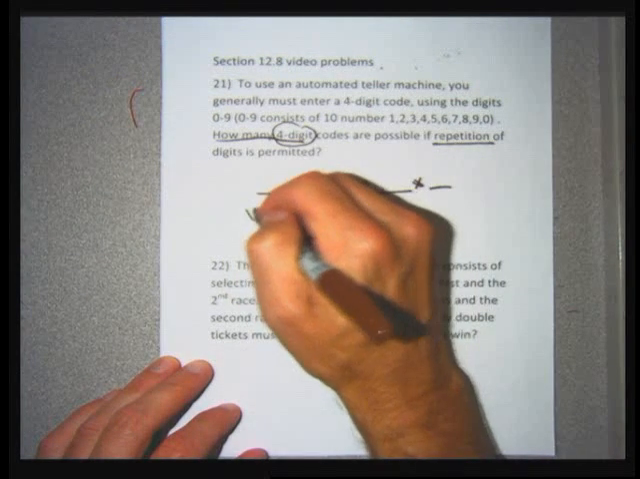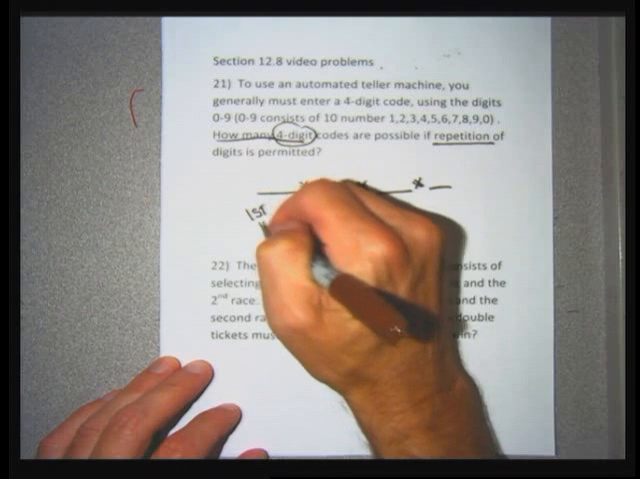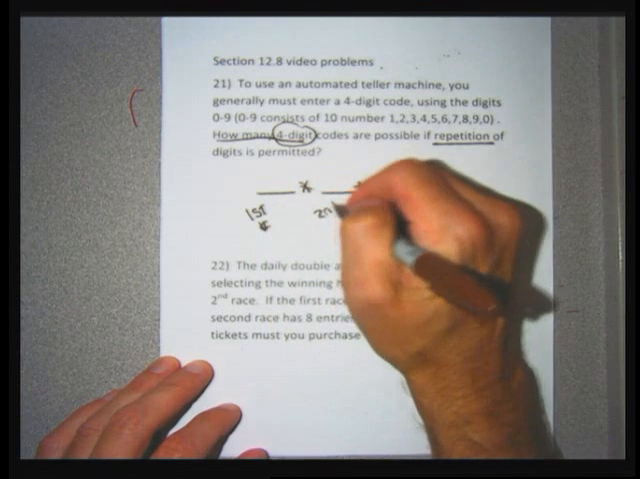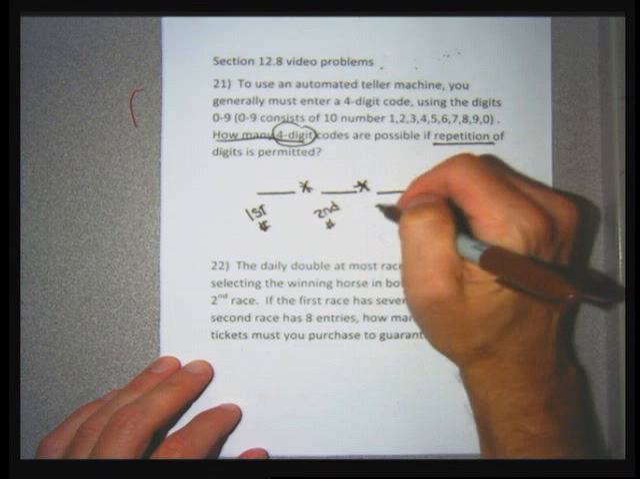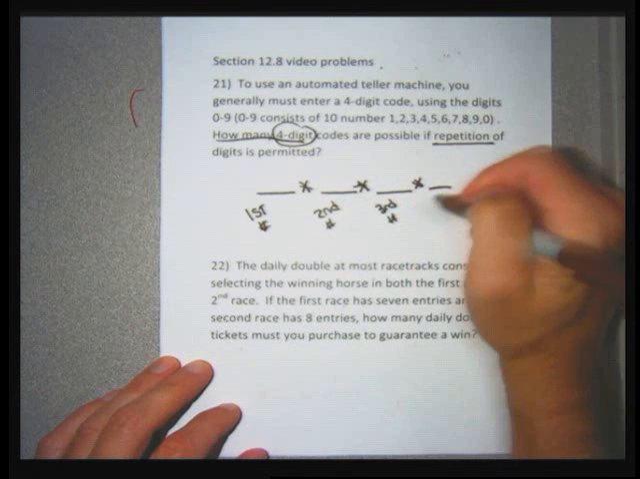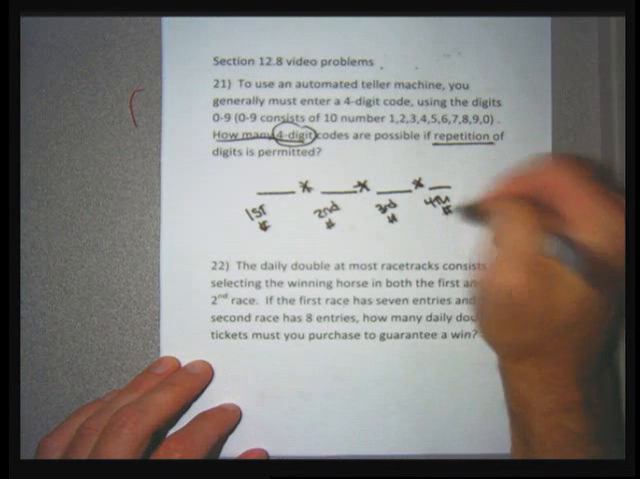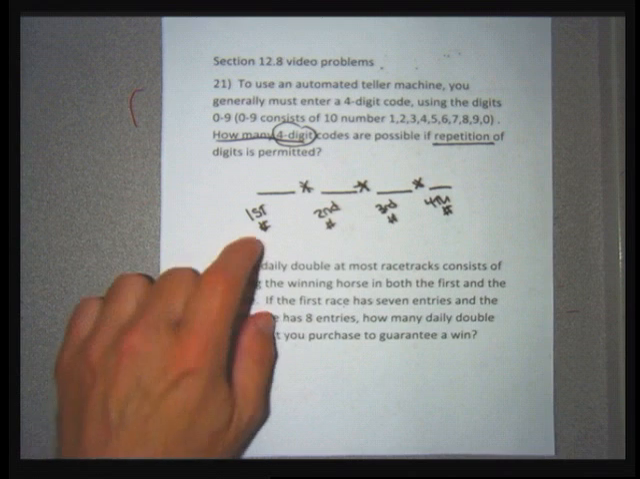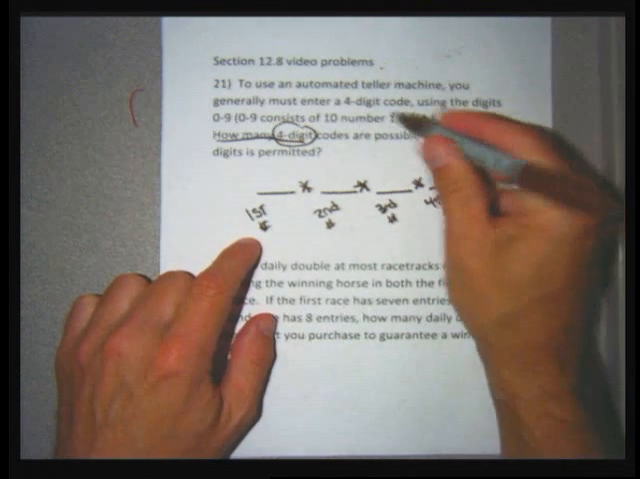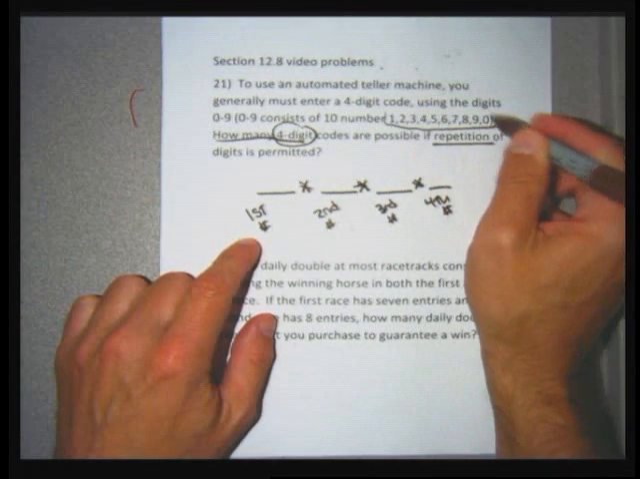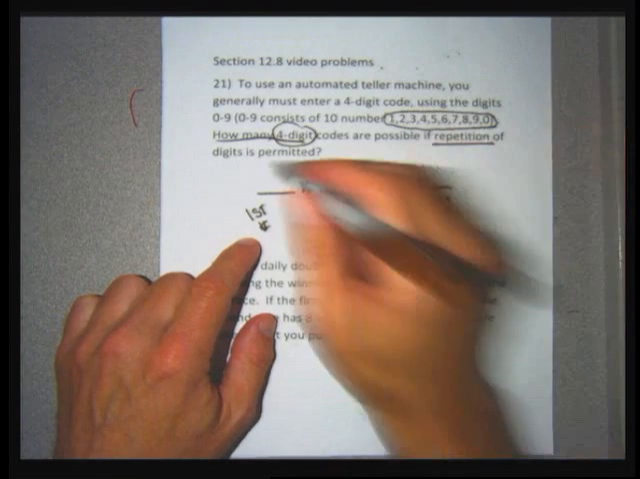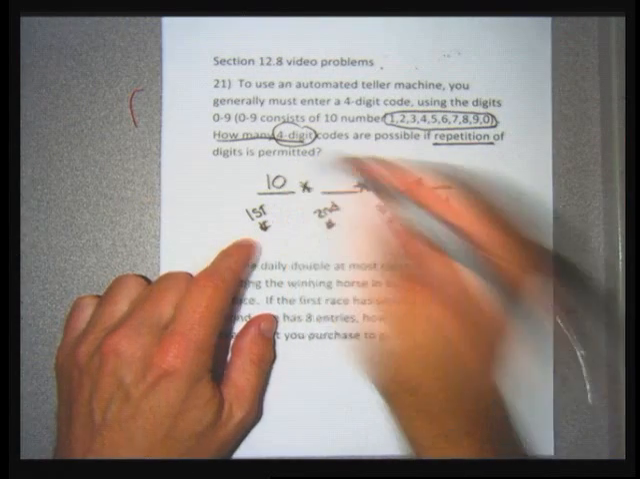And when I make a 4-digit code, there's going to be a first number, a second number, a third number, and a fourth number. When I go to place the first number, I can pick any of the numbers between 0 and 9, which is 10 numbers. So there's 10 choices for the first number.